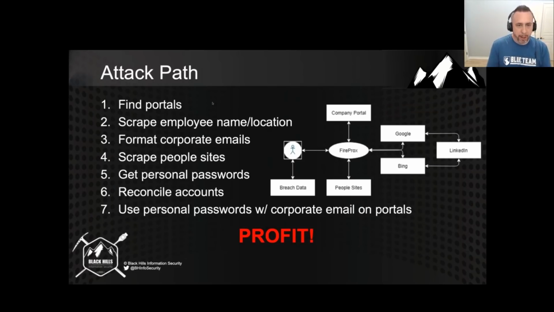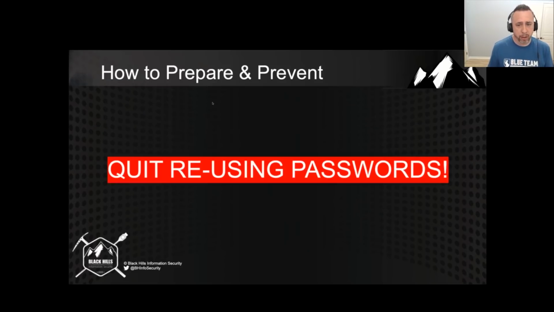So this is just a sweet little tool. Here's our attack path. I'm going to real quick highlight. We found the portals. We scraped employee names and locations. We formatted the corporate emails. We scraped the people sites to get their personal information. We got their personal passwords. We reconciled accounts, and now we're using personal passwords with their corporate emails on their portals. And that's how we basically profit. So quit reusing passwords. That's pretty much the nature of it.